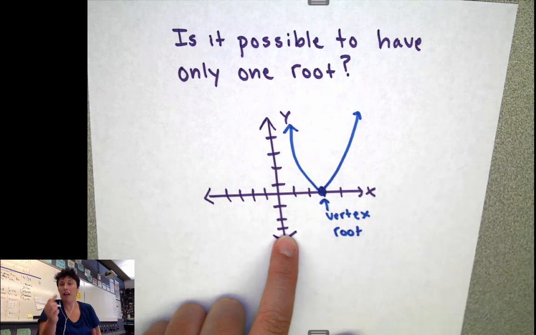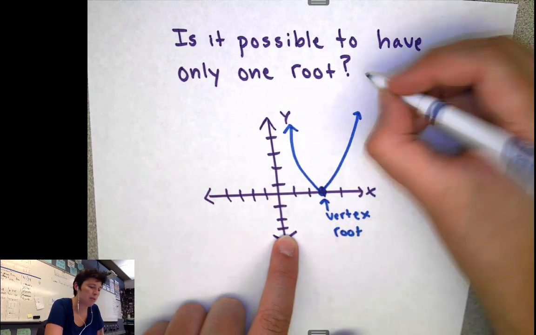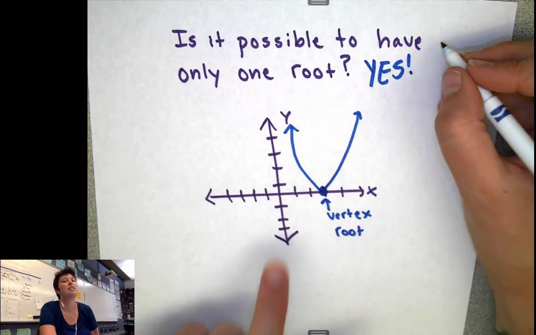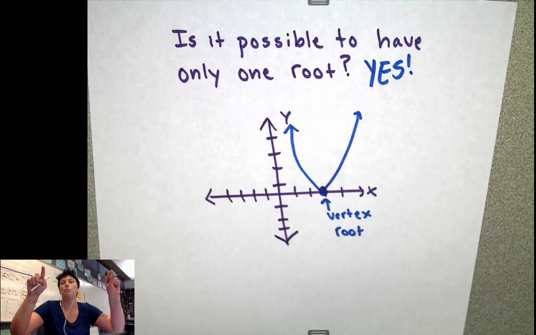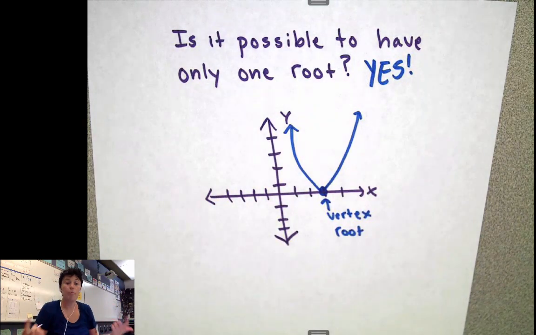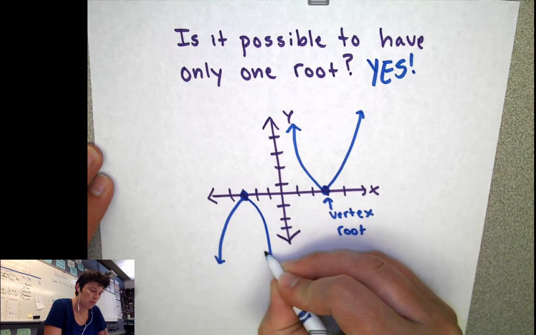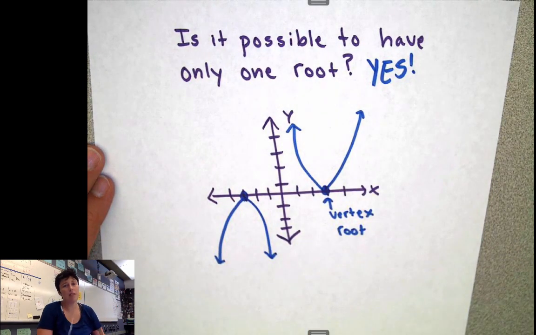So is it possible to have only one x-intercept? Absolutely, yes. Maybe it's a little more rare and not going to happen all the time. Most of the time we end up with 2 roots, 2 x-intercepts, but it's possible if the vertex is there. Or what if it was like this? What if it's the upside down version of that? Only one root, just happens to be the vertex.